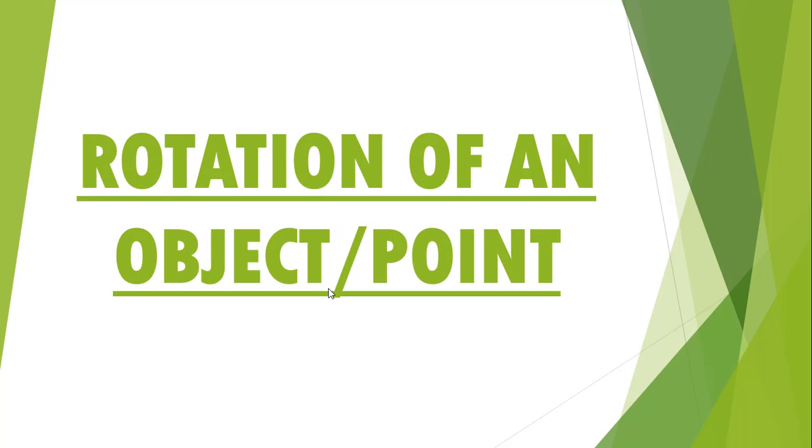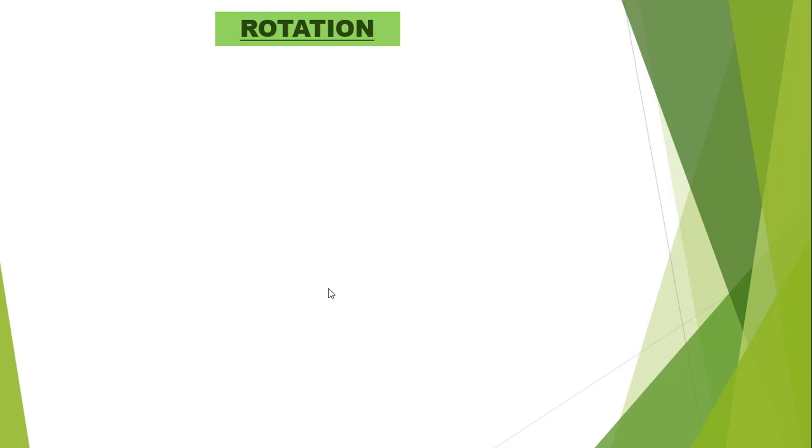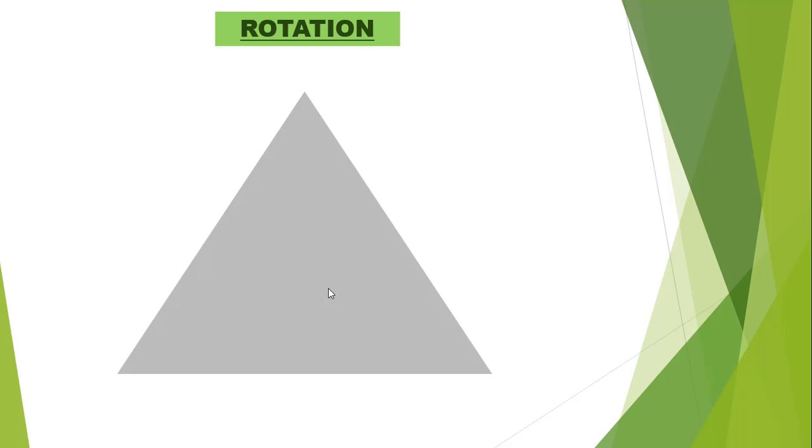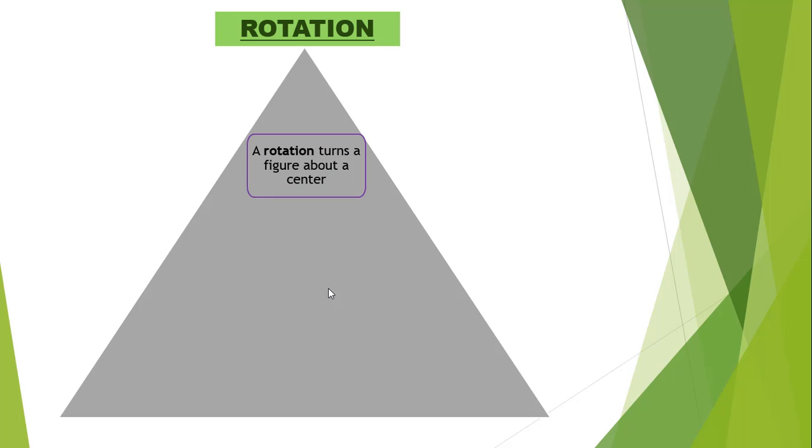This is my third video in my series on the topic transformation, and today we are going to discuss rotation of an object or a point. Let us first discuss the basic characteristics of the topic rotation. Students, just remember, rotation means turning of a figure about a center, or the turning of a point about one fixed point called a center.